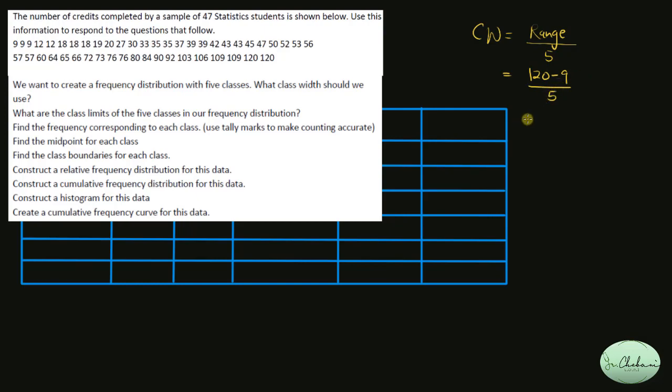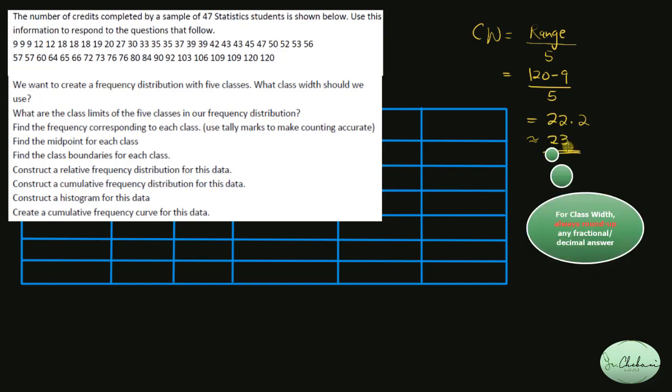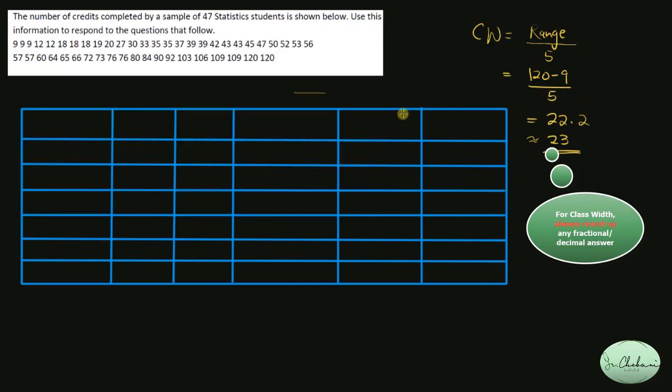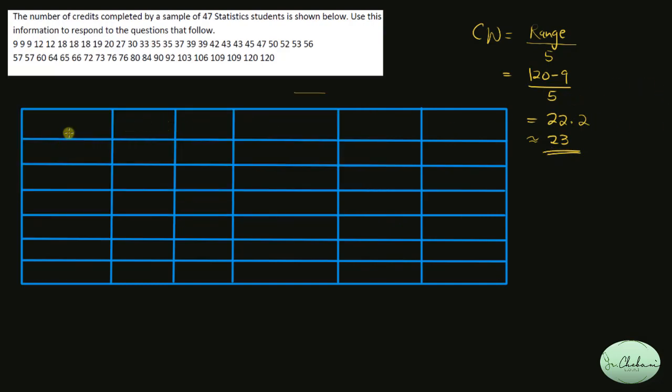This class width comes to 22.2, and then we round this up to 23. So our class width is going to be 23. The first thing we do is write the headings for our columns. So this is the number of credits.